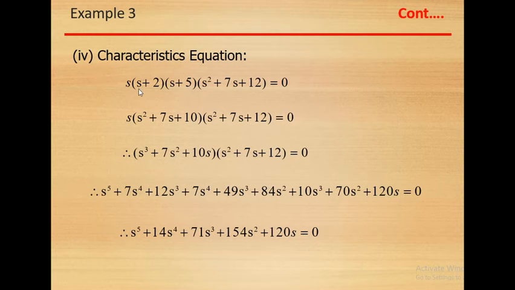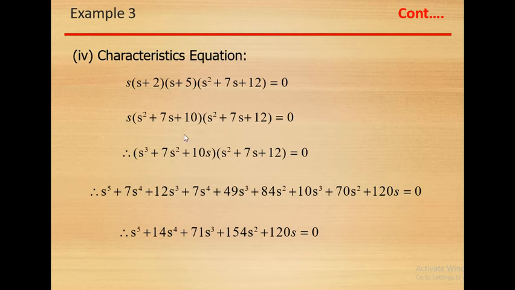So if you see here, this first bracket is multiplied to the second bracket. So s into s is s square, s into 5 is 5s, then 2 into s is 2s, then 2 into 5 is 10. So 2s and 5s become 7s. So s into the first bracket, that is s square plus 7s plus 10, bracket complete. The second bracket is s square plus 7s plus 12 is equal to 0.